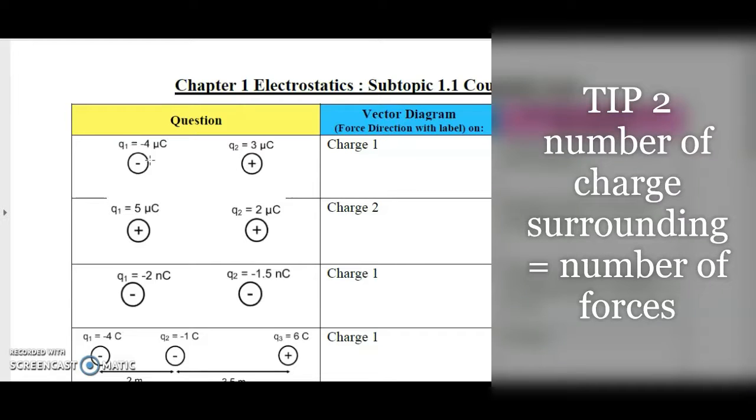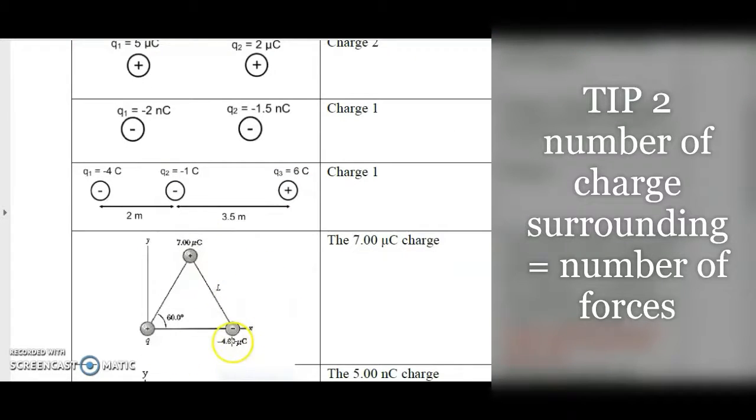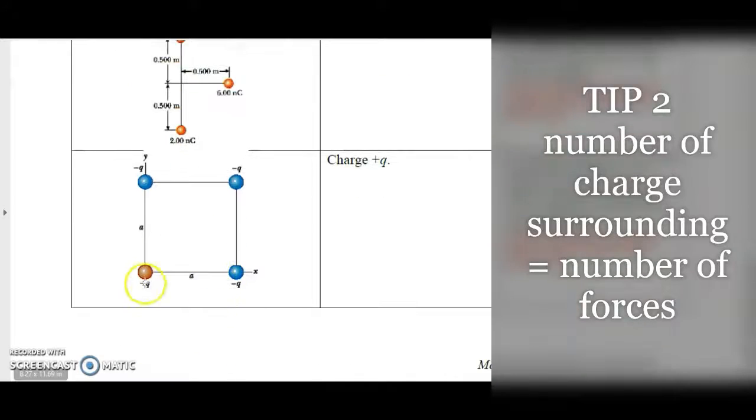Tip number 2, look at the charges surrounding. How many other charges are there? Okay, look at question number 1 here. Other than Q1, there's one other charge here. Charge 1 is here, so surrounding charge 1 here, you have 2 other charges. For this charge, surrounding it has 2 charges. For this positive charge, there are 3 charges surrounding it.